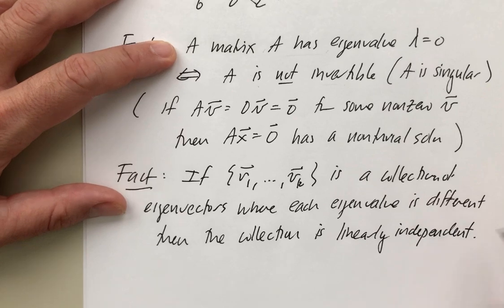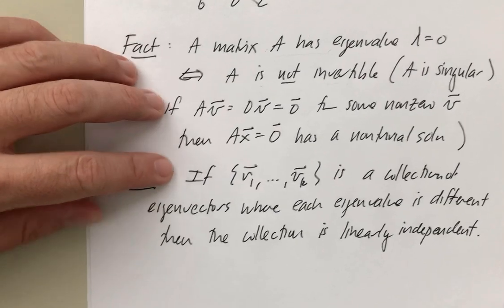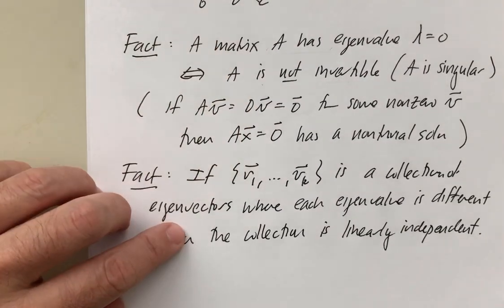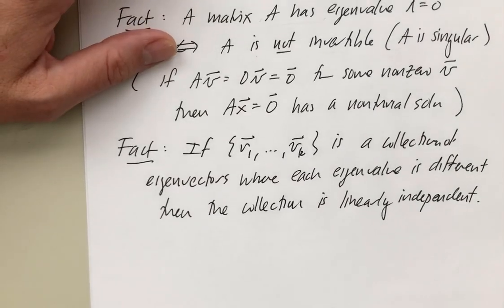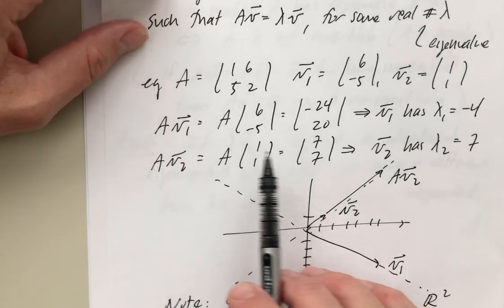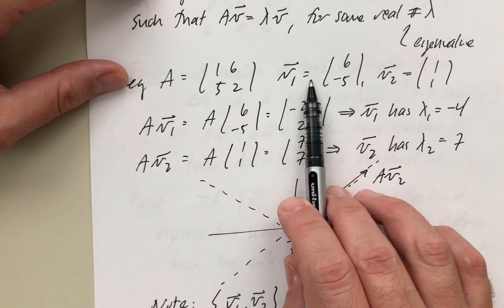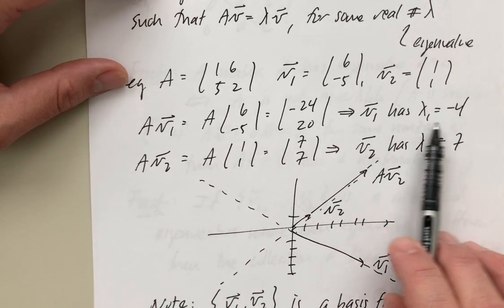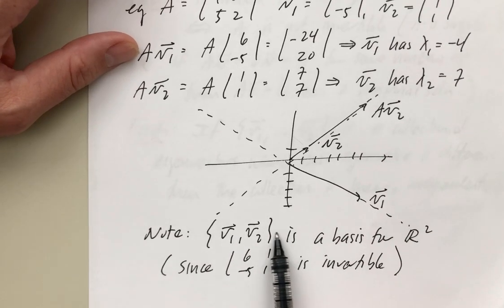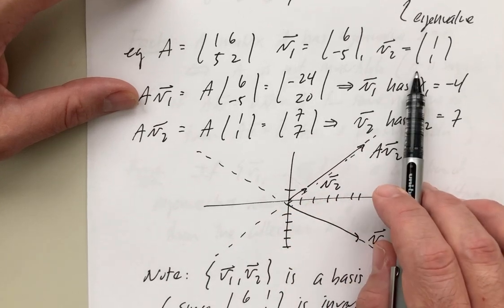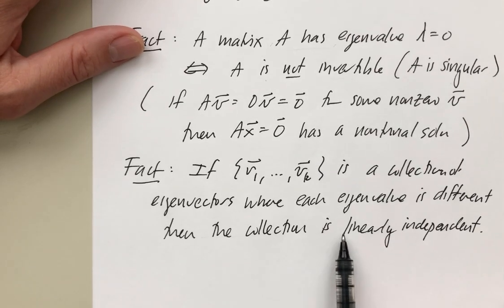This is an important fact that we're going to come back to. It should remind you of this example here, where in the beginning I gave you a matrix with 2 eigenvectors, and the eigenvalues were different. This one had eigenvalue -4, 7, and indeed, this was an independent collection. The 2 vectors were independent. This is a very small example, but it's an example of this more general fact that we're going to make use of in the future.